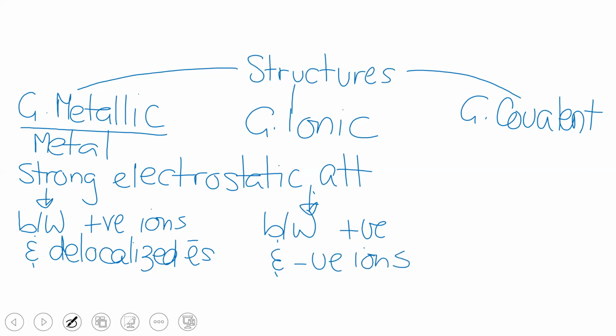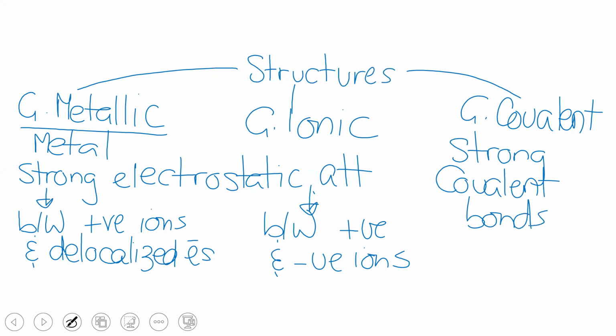In the case of giant covalent, why diamond has a high melting point, why graphite has a high melting point, why silica has a high melting point, you will say because they have strong covalent bonds. And then the standard sentence at the end of all 3: require high energy to overcome.